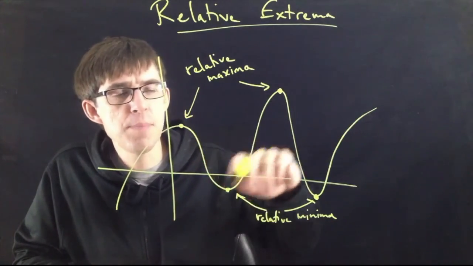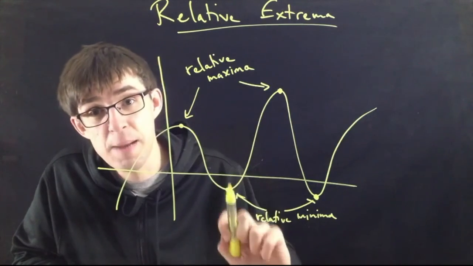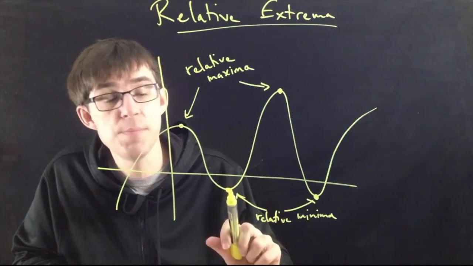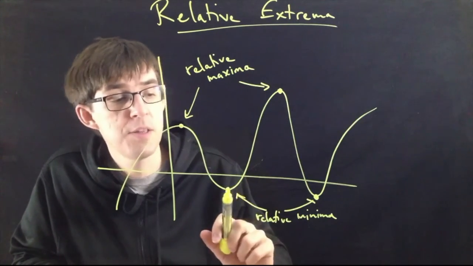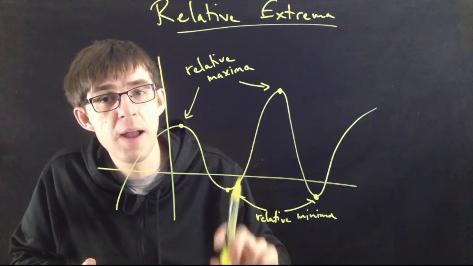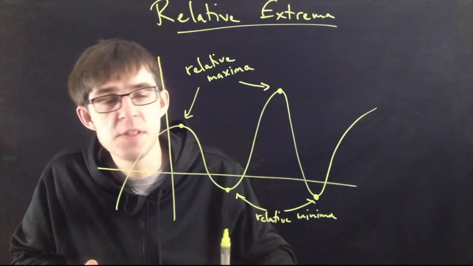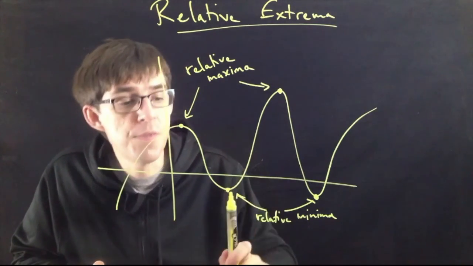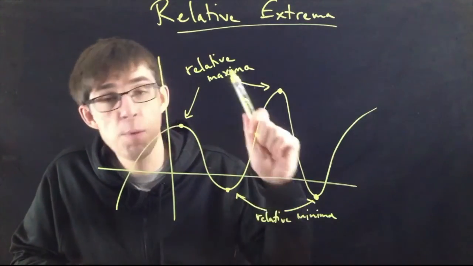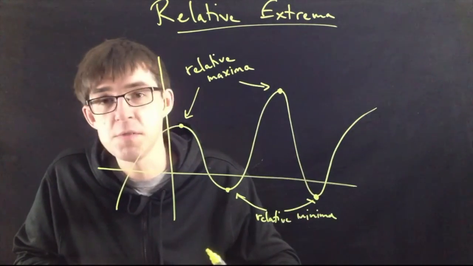If this really represents the value of a stock, the relative minimum point would represent a time at which you should buy, right? Because the price right now is as cheap as it's going to be. It was cheaper over here, but at least in the nearby time, in the short-term time frame, this is the lowest price you're going to see. So the relative minimum points are the ones where you should buy the stock, and the relative maximum points are the ones where you should sell it, right? You want to buy it at the cheapest price and then sell it at the most expensive price.